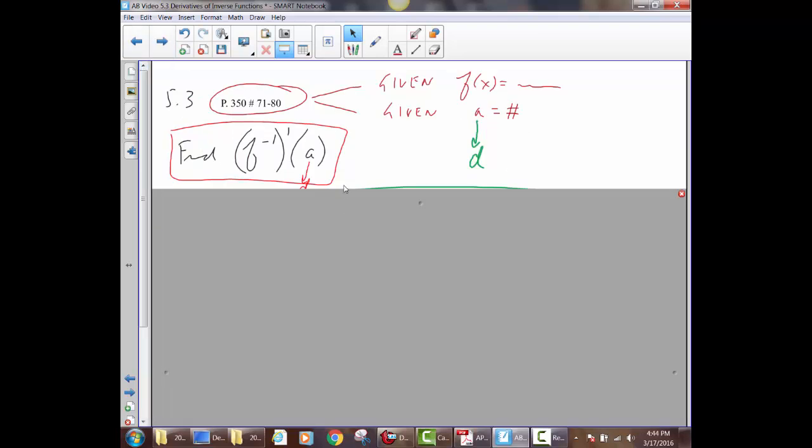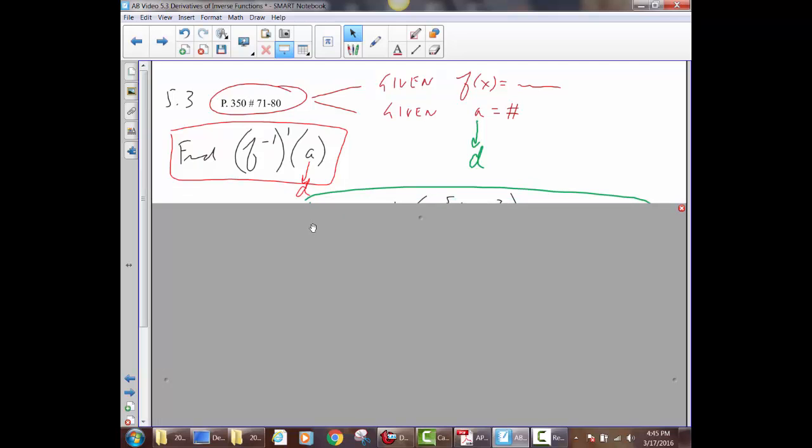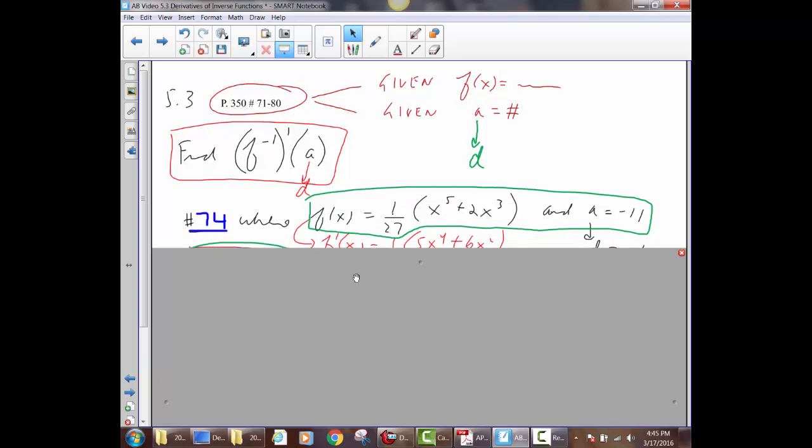Okay, now instead of d, they're going to call it a, whatever. There's only a few questions that you're going to do from here. They do a lot of review of exponentials and inverse functions. I'm just concentrating on the calculus. Okay, so here's an example.